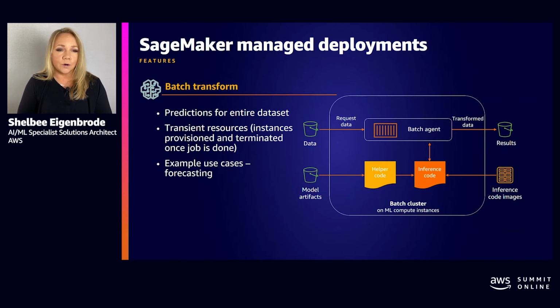So with batch transform, it's a great option when you don't need a persistent endpoint that applications can call to get inferences, or you don't need that sub-second latency that Amazon SageMaker hosted endpoints provide. Now that we've covered the two primary options for managed deployment on SageMaker, either using a hosted persistent endpoint or batch transform, let's talk about a few deployment features.